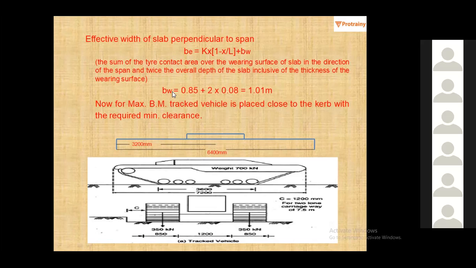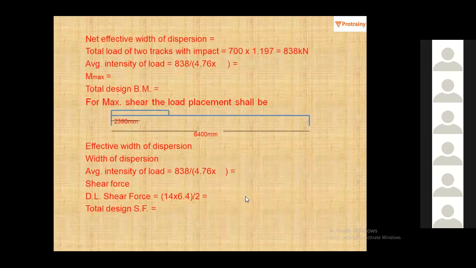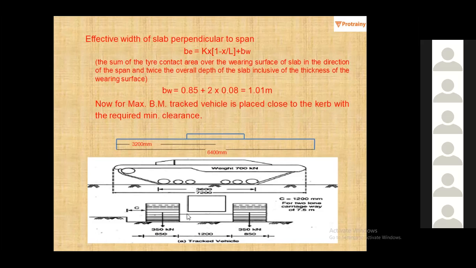ठीक है ना, this BW is for, क्योंकि ये जो आप देख रहे हो ये प्रोफाइल है, ये इसका सेक्शन दे रखा है. इस केस में क्या है? If you look at this section, there are two tracks. This 700 kilo is distributed by two tracks to your deck. So, and the width of this track is already given, which is 850 mm. ये सब कोड में given है. The width of track is already available.